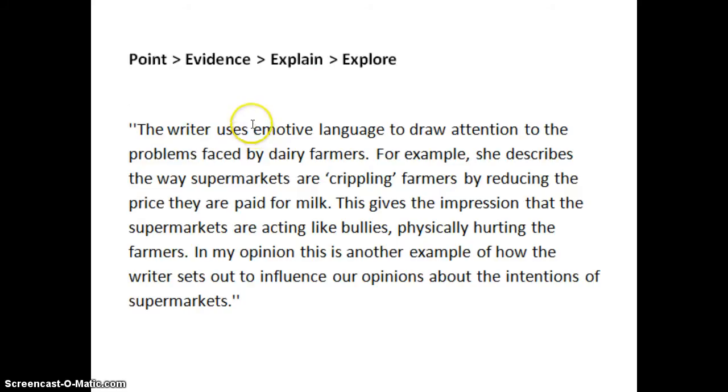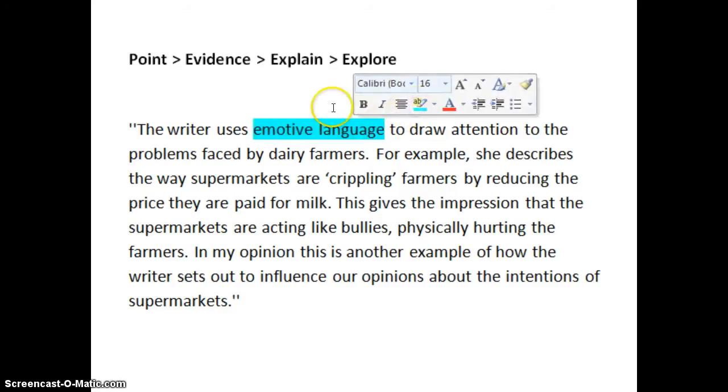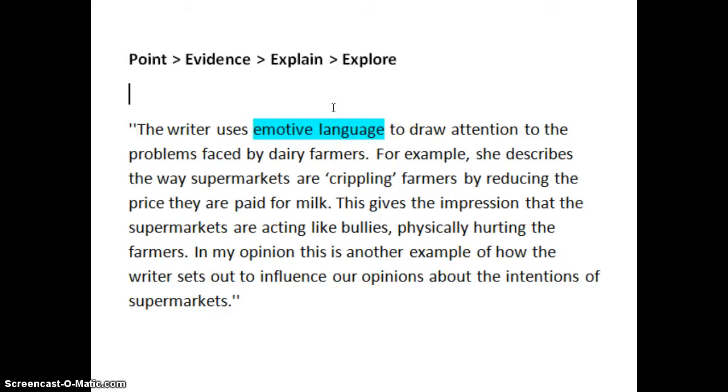We could see that in the first sentence the writer uses emotive language to draw attention to the problems faced by the dairy farmers. The student has identified a particular language device, which is the use of emotive language. It's not objective language, it's language that conveys a particular view on the action or carries some emotional weight of some sort. So it's not objective, it's emotive language. So the first sentence then is used to make the point.